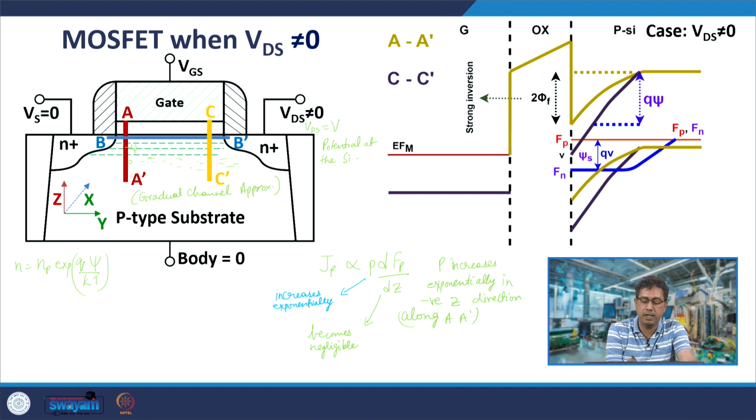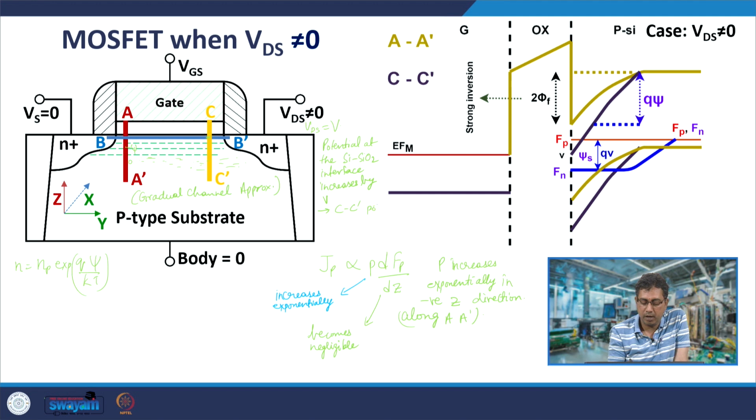of the silicon dioxide interface increases by a value V compared to that at the source edge of the channel. Potential at the silicon dioxide interface here along this line C C prime increases by a value V compared to that at the source edge of the channel.